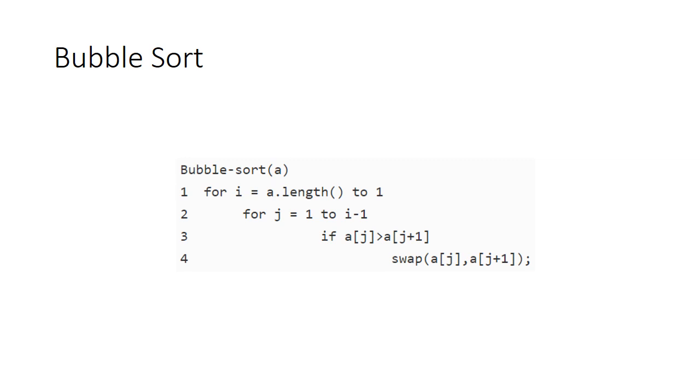As you can see here, there are two for loops. The outer for loop runs n times, and the inner for loop runs n minus i times. So that gives an n squared runtime.